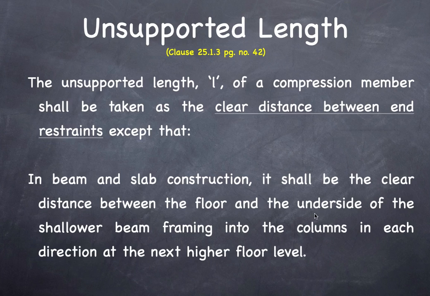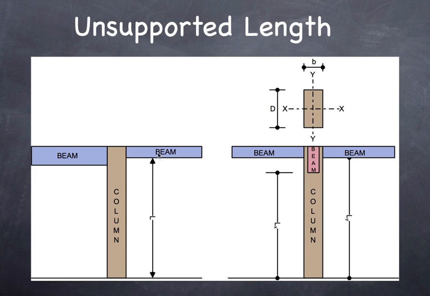We have to consider the underside of the shallower beam, which has less depth. So this is now our unsupported length, the underside of the shallower beam. Now in this case, first we understand the figure. This is a cross section of this column. You can see the same color over here. So this is a column and its cross section. Along its y direction we have this pink beam, and along this x direction we have this blue beam. Got it?